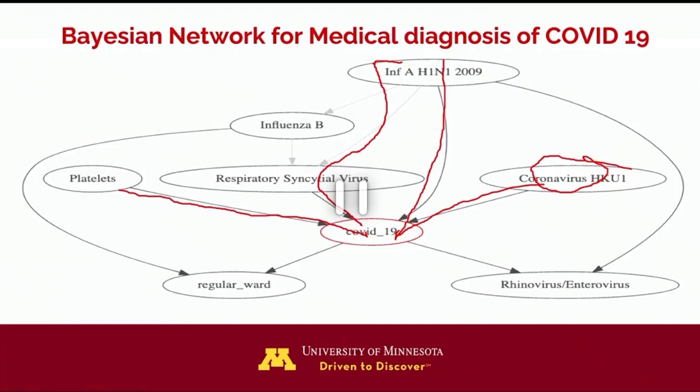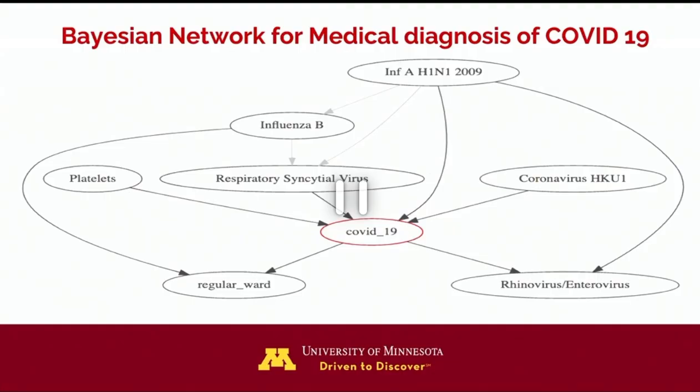But let me tell you this, even without clinical experts, statistically, I can learn this graphical structure from data. I'm going to say that again. Without relying on domain knowledge, I can also learn this from data. Okay? Now, when somebody has COVID, the person goes to a regular ward, or it could lead to that. Now, this is an example of a Bayesian network for medical diagnosis of COVID-19.